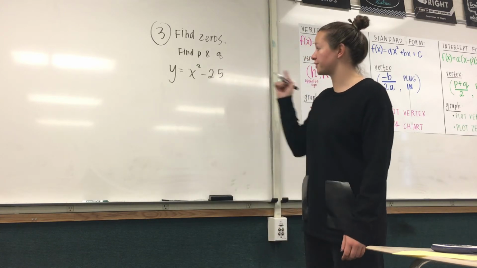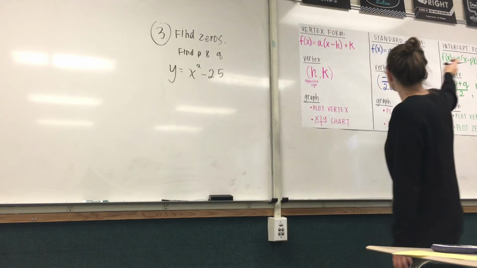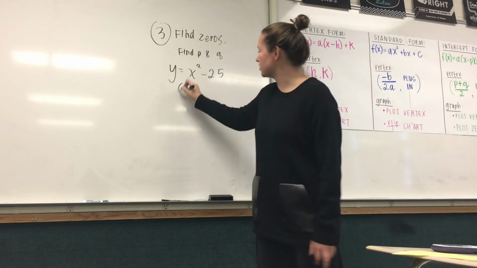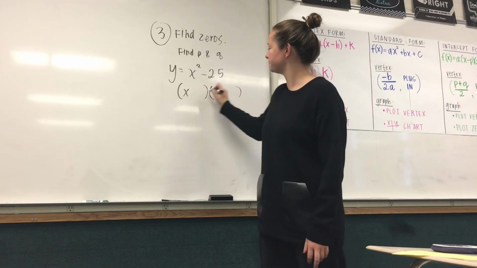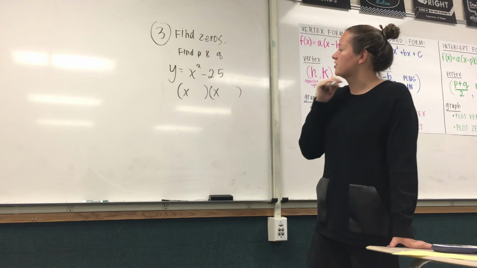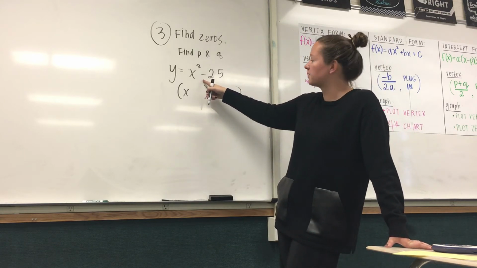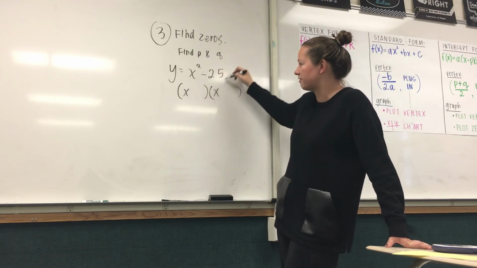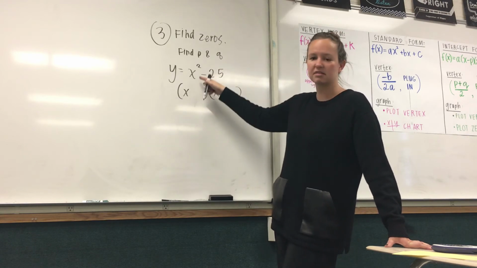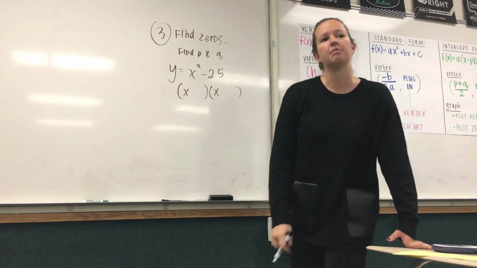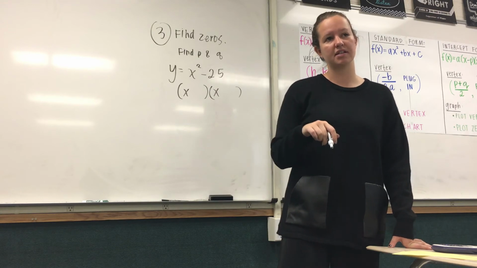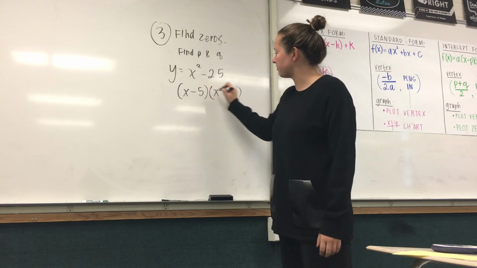Okay, if you want to find the zeros, if you want to find P and Q, you have to get this so it looks like intercept form. So you need something like this. There's not a middle term, so you need to come up with something that multiplies to negative 25 and adds to 0, because there's nothing here. So two numbers that multiply to negative 25 and add to 0 are negative 5 and positive 5.